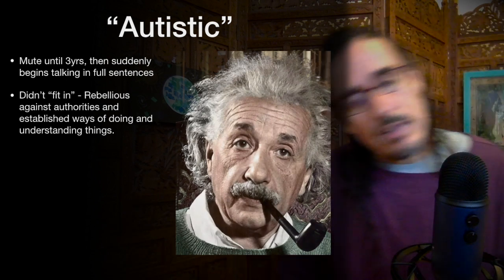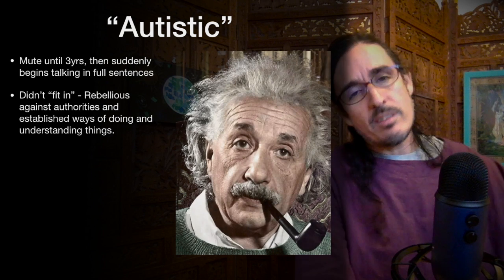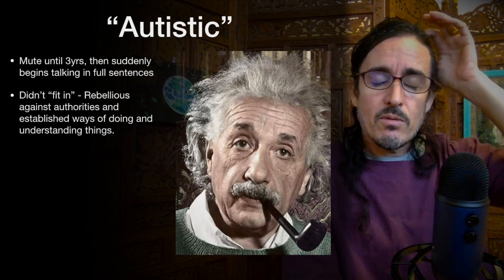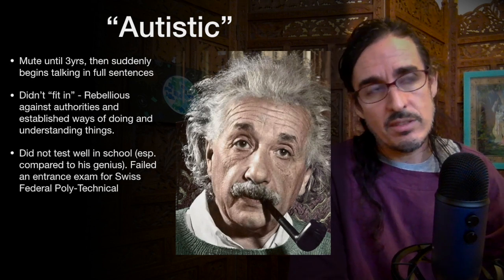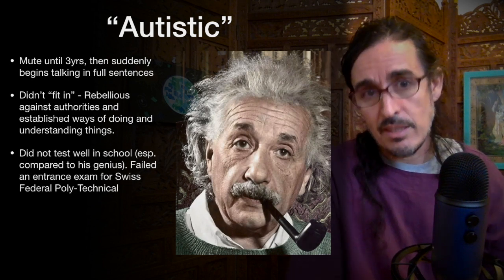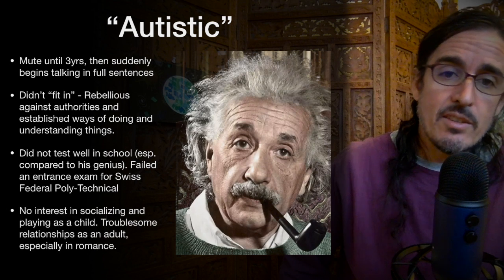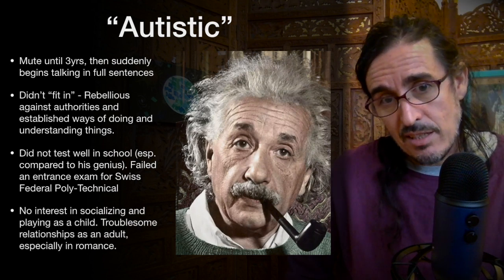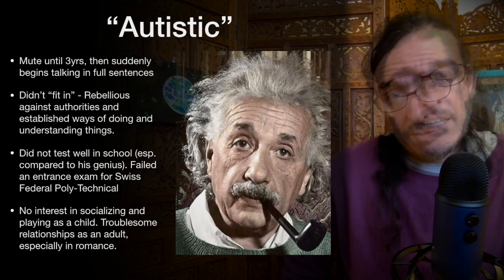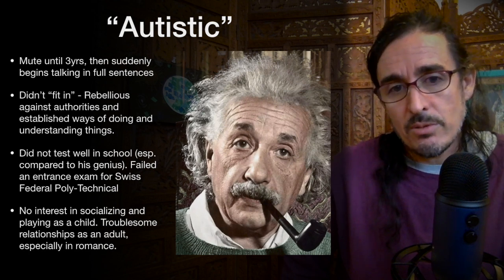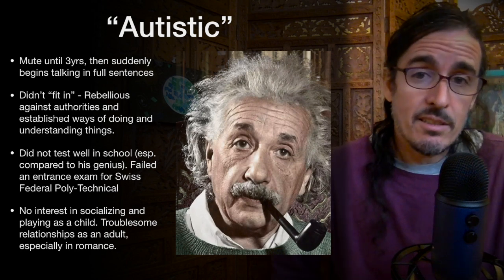Another quality about him under this umbrella of autism that people are not very familiar with is that he didn't test very well at school. Grades weren't like through the roof or anything. Finally, as a child, he had no interest in socializing or playing with kids. He just wanted to read books or do complicated things. And as an adult, his relationships were quite troublesome, especially the romantic relationships.